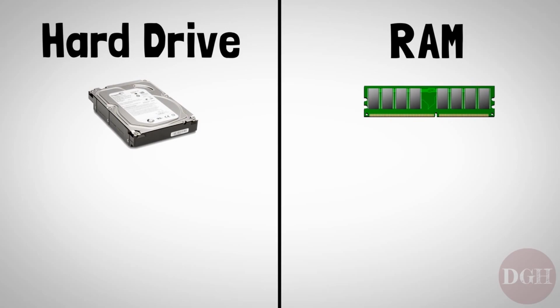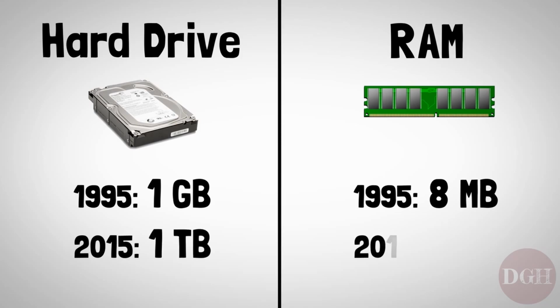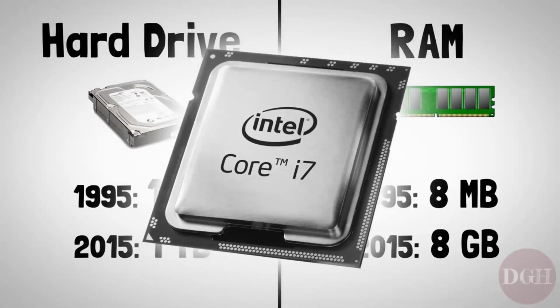Let's take a quick look now at some specific amounts of RAM and hard drive capacity so that you have an idea of what is a little, what is a lot, and how this has changed over time. If we look back to the mid-1990s, a typical computer had, on average, about 1 gigabyte of hard drive space and about 8 megabytes of RAM. 20 years later, those numbers had grown roughly 1,000-fold. So a typical computer in 2015 included about 1 terabyte of hard drive space and about 8 gigabytes of RAM. On top of that, the power of a typical CPU, which is the main processor chip in a computer, had also increased by about 1,000-fold.